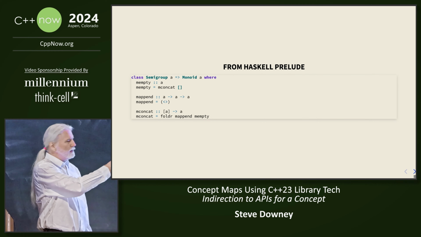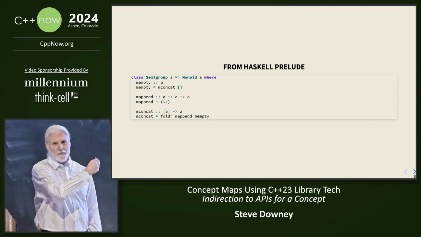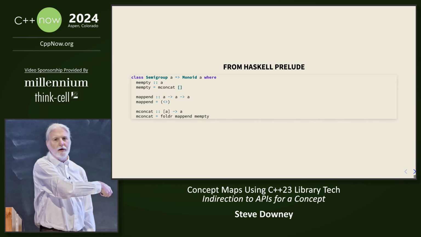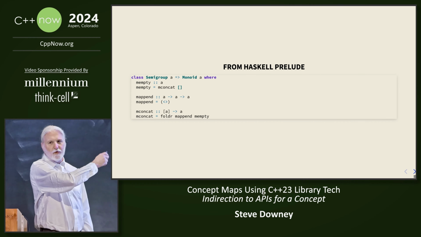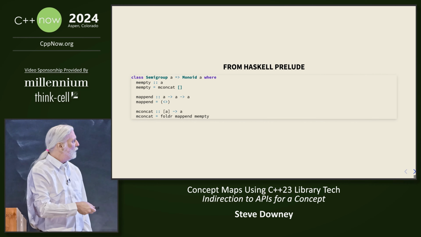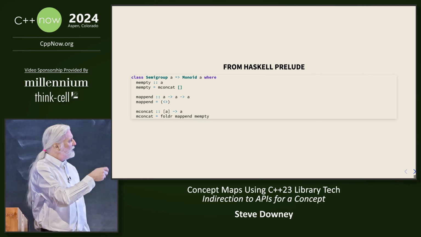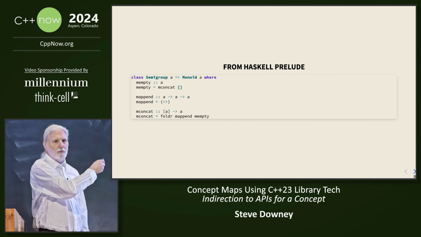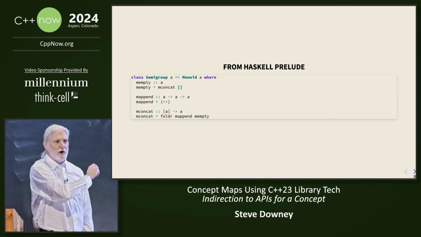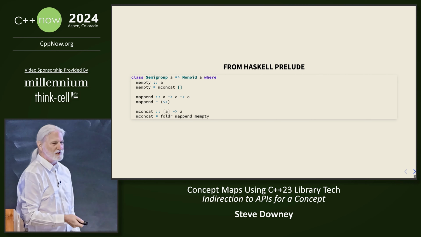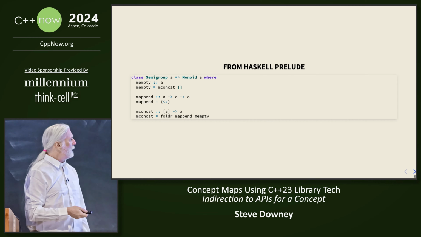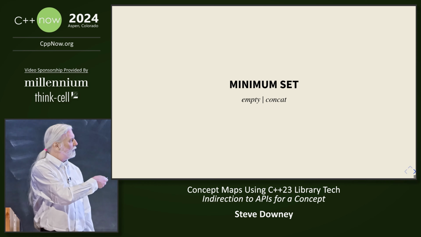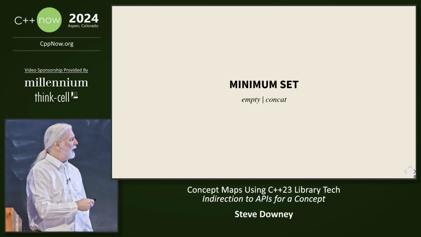From the Haskell prelude, because if I'm stealing things, I might as well look at their definitions. This is how they define the core functions. Some of these names have a bunch of history behind them. They admit these probably aren't the greatest names, but it would break too much to change them at this point. The minimum set is defining empty and concat.